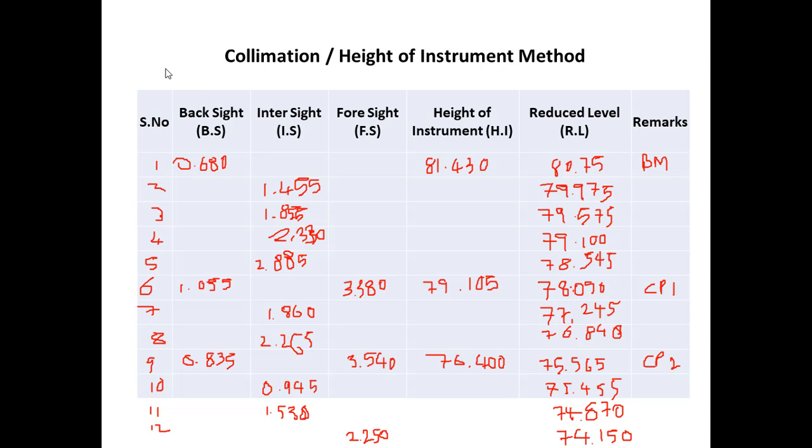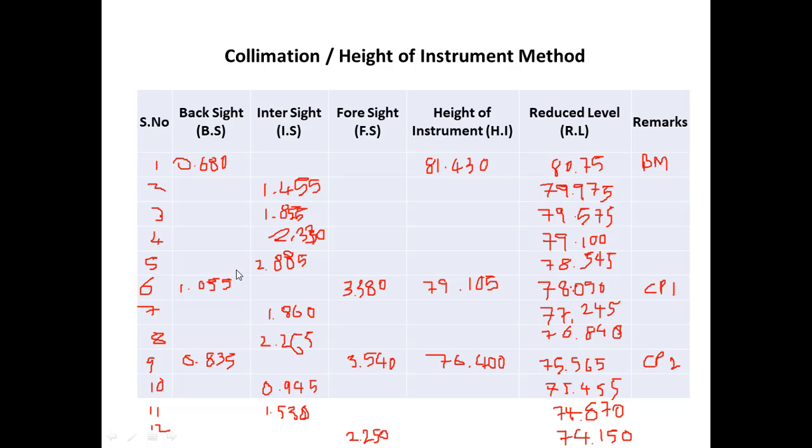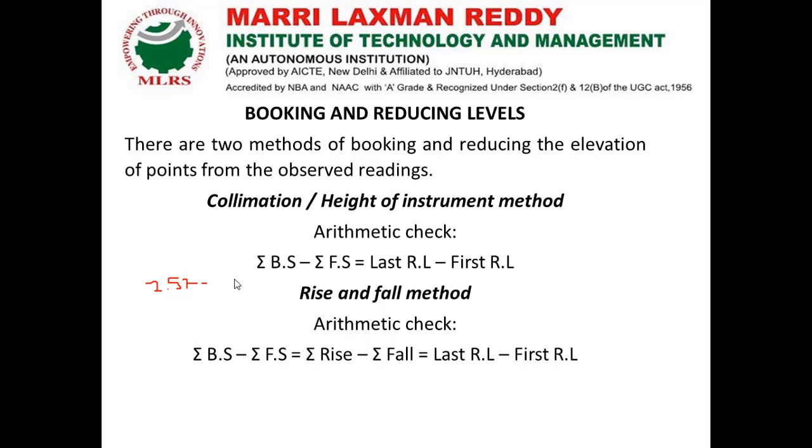So I am writing here 2.57, minus the sum of foresight. The sum of foresight is 3.380 plus 3.540 plus 2.250, that is 9.17. So 2.57 minus 9.17, which is equal to last RL minus first RL.